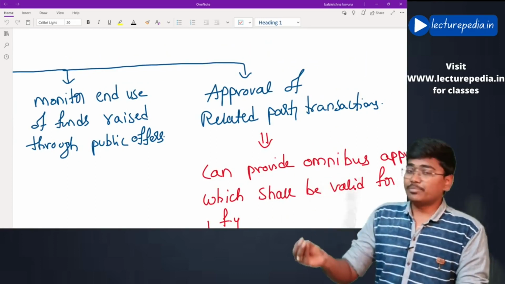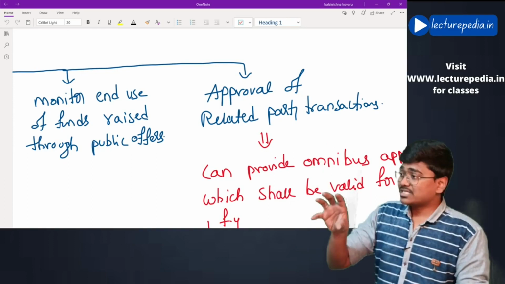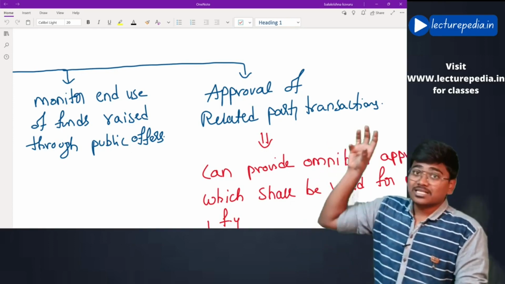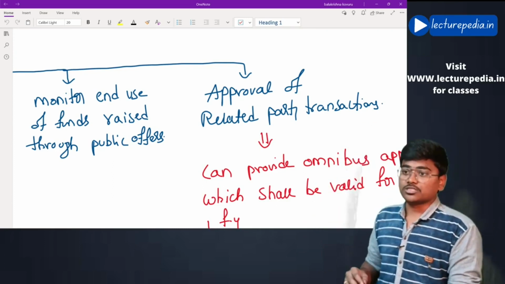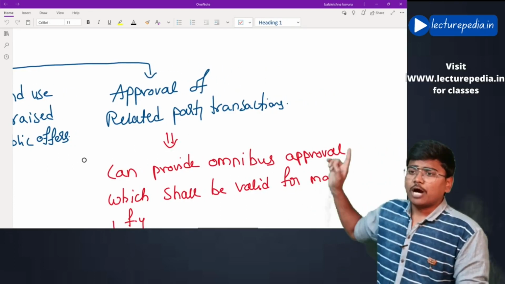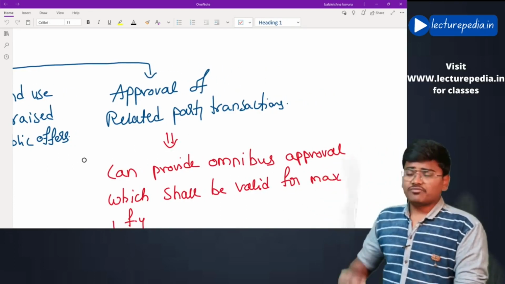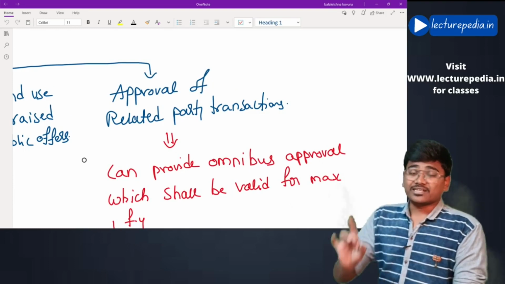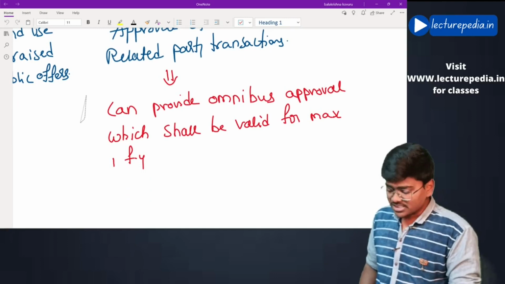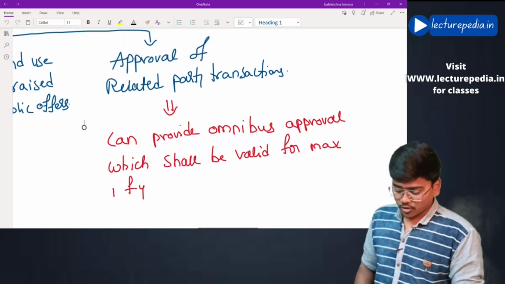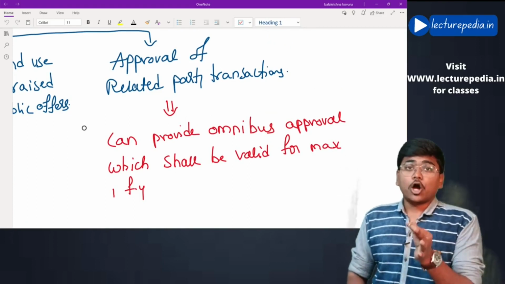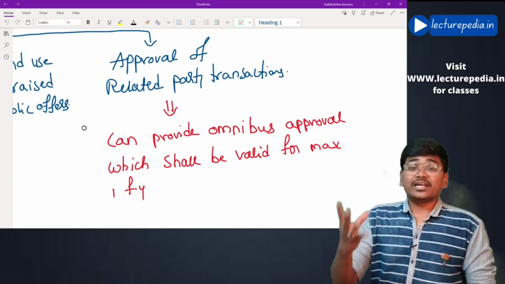Next, monitor end use of funds raised through public offers. Okay, if the company has raised money through public offers, whether such amount which has been raised is used for the purposes that have been specified in the prospectus or not, that has to be monitored by the audit committee. Next, approval of related party transaction. Okay, if the company wants to enter into any related party transaction, then the approval of this audit committee is required. However, there is a concept of omnibus approval, wherein the audit committee can grant omnibus approval to this related party transaction.